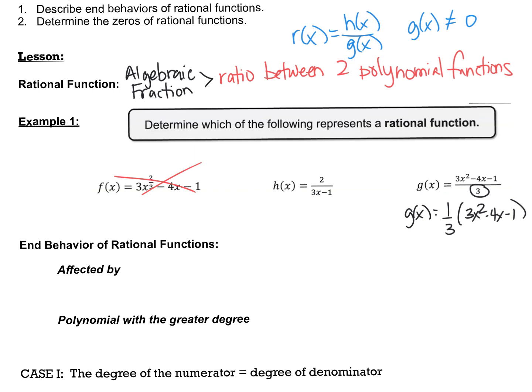Which leaves me then with the only option of h of x, so 2 over 3x minus 1. Now, it'd be nice if all of our rational functions looked like that, but they don't. Yes? You could, but that 1 over 3x minus 1 is still a fraction, and it's algebraic in the denominator. Okay, what about this one?